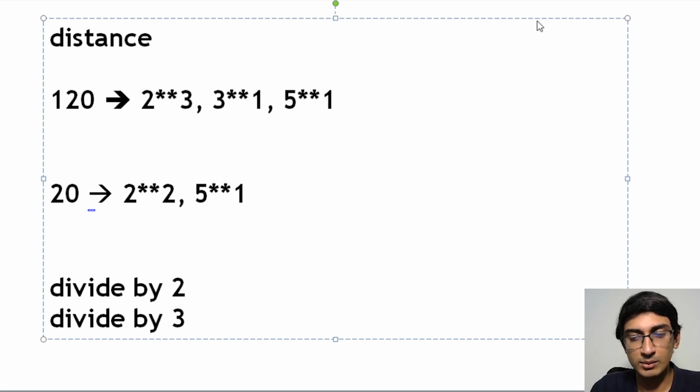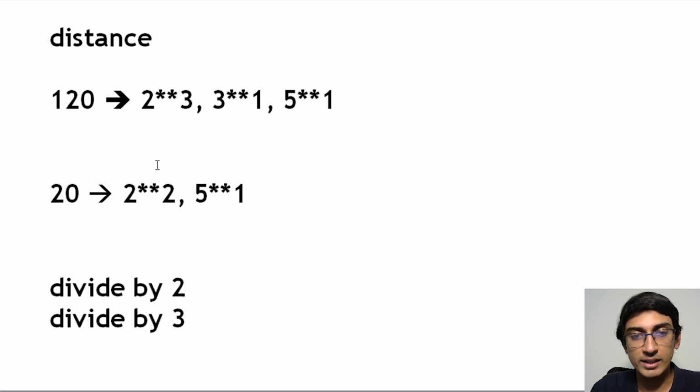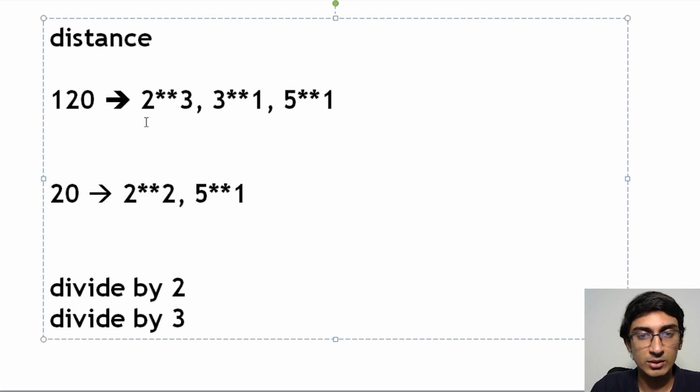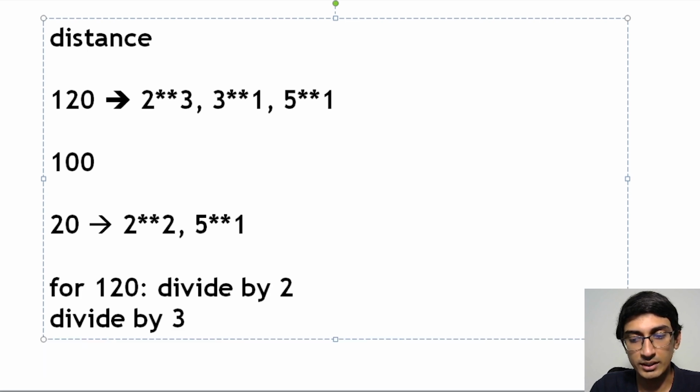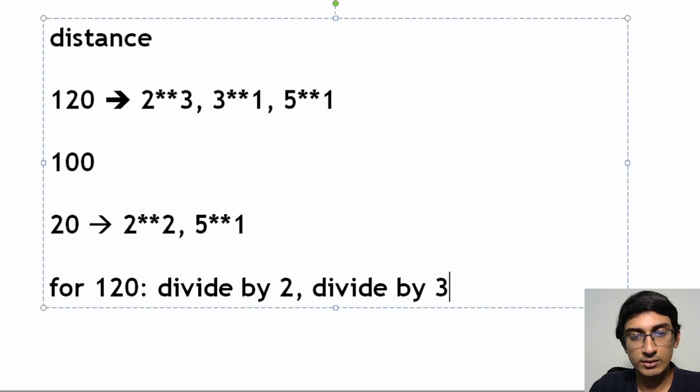Anything is fine, right? Both of these work well over here. Similarly, to find out, there was 120 and then there was 100. So if I look at the distance for 100, this is for 120. For 120, I have to divide by 2 and then I have to divide by 3.